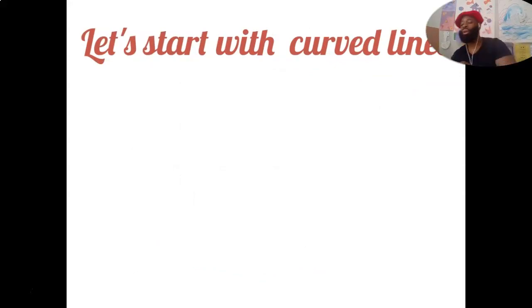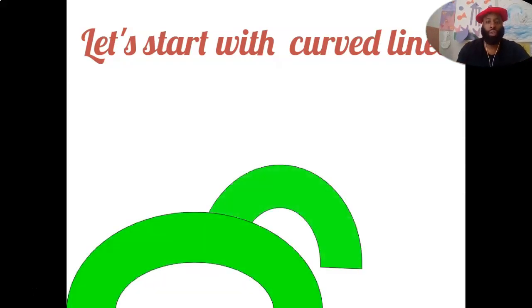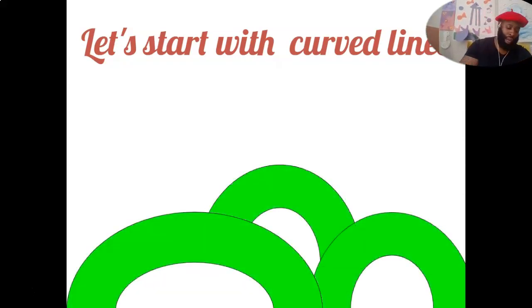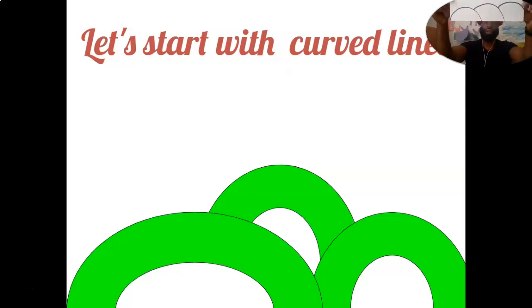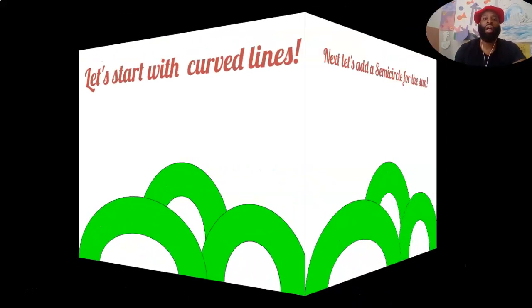Let's get started. So what we are going to do is start with curved lines. What I'm going to do is at least 1, 2, 3 curved lines on my paper. So once I have these curved lines, not only will they represent my hills, but they would also represent my horizon line. So now that I have 3 curved lines on my paper, this is what I'm going to use as my horizon line getting started.